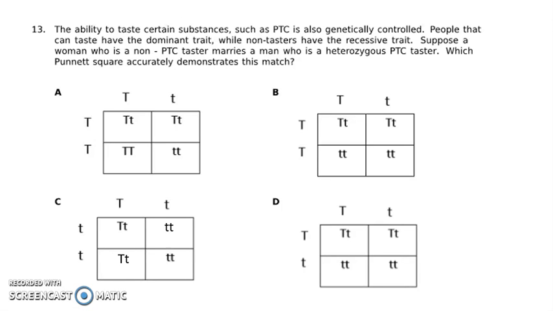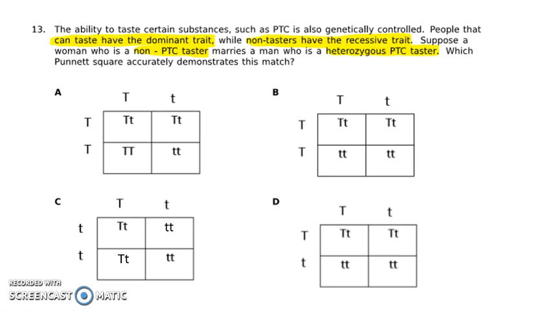Number 13, the ability to taste certain substances, such as PTC, is also genetically controlled. People that can taste have the dominant trait, while non-tasters have the recessive trait. Suppose a woman who is a non-PTC taster marries a man who is a heterozygous PTC taster. Which Punnett square accurately demonstrates this match?